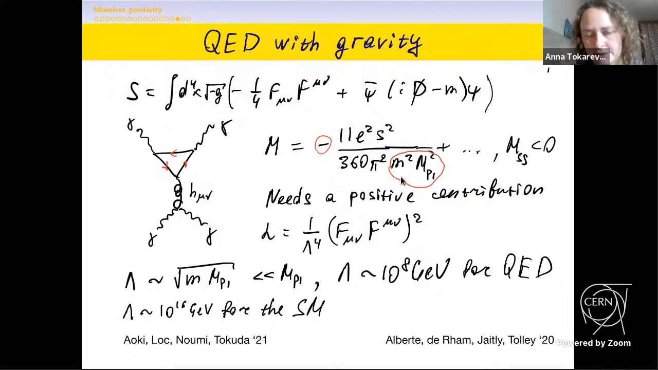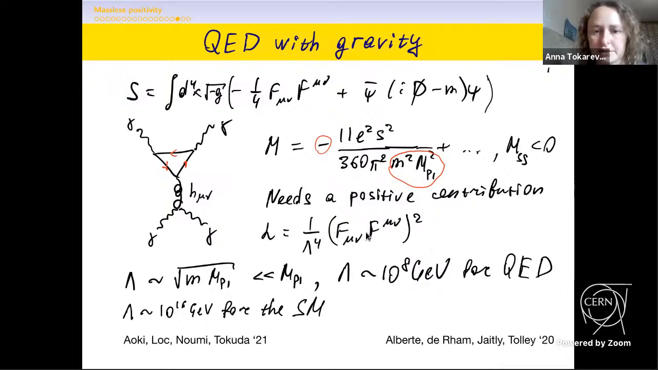The weird thing is that this negative contribution is very large, because there is the electron mass in the denominator, and in order to cancel this and keep positivity bounds satisfied, one needs to assume that this Lagrangian should contain this kind of term, and the cutoff scale here, the lambda scale, should be much smaller than the Planck mass. And if m stands for electron mass, it should be 10 to 8 GeV.